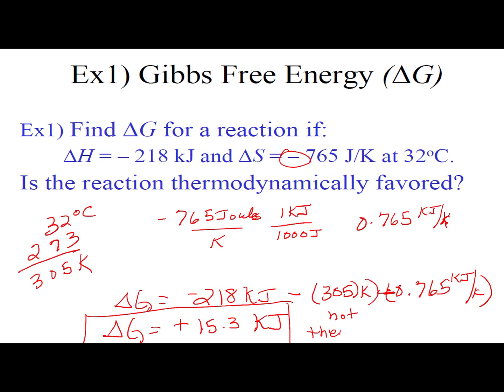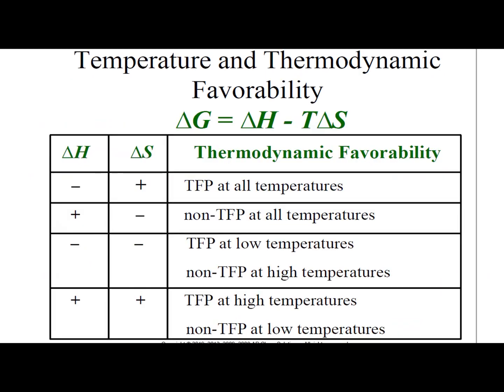Based on that, we would say it is not thermodynamically favored, because it would only be thermodynamically favored if our delta G was negative. Again, it's going to become very important to keep track of your positive and negative signs in these kinds of problems.